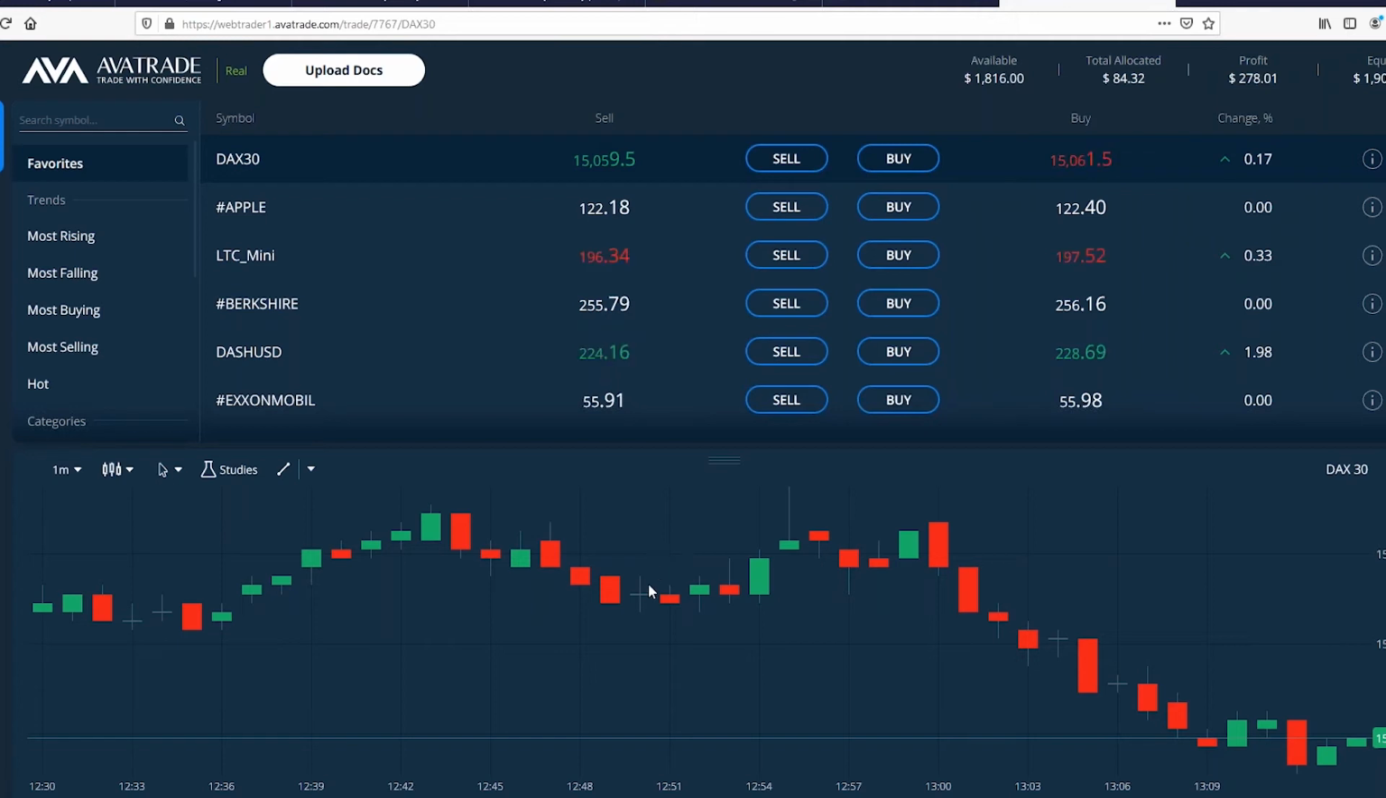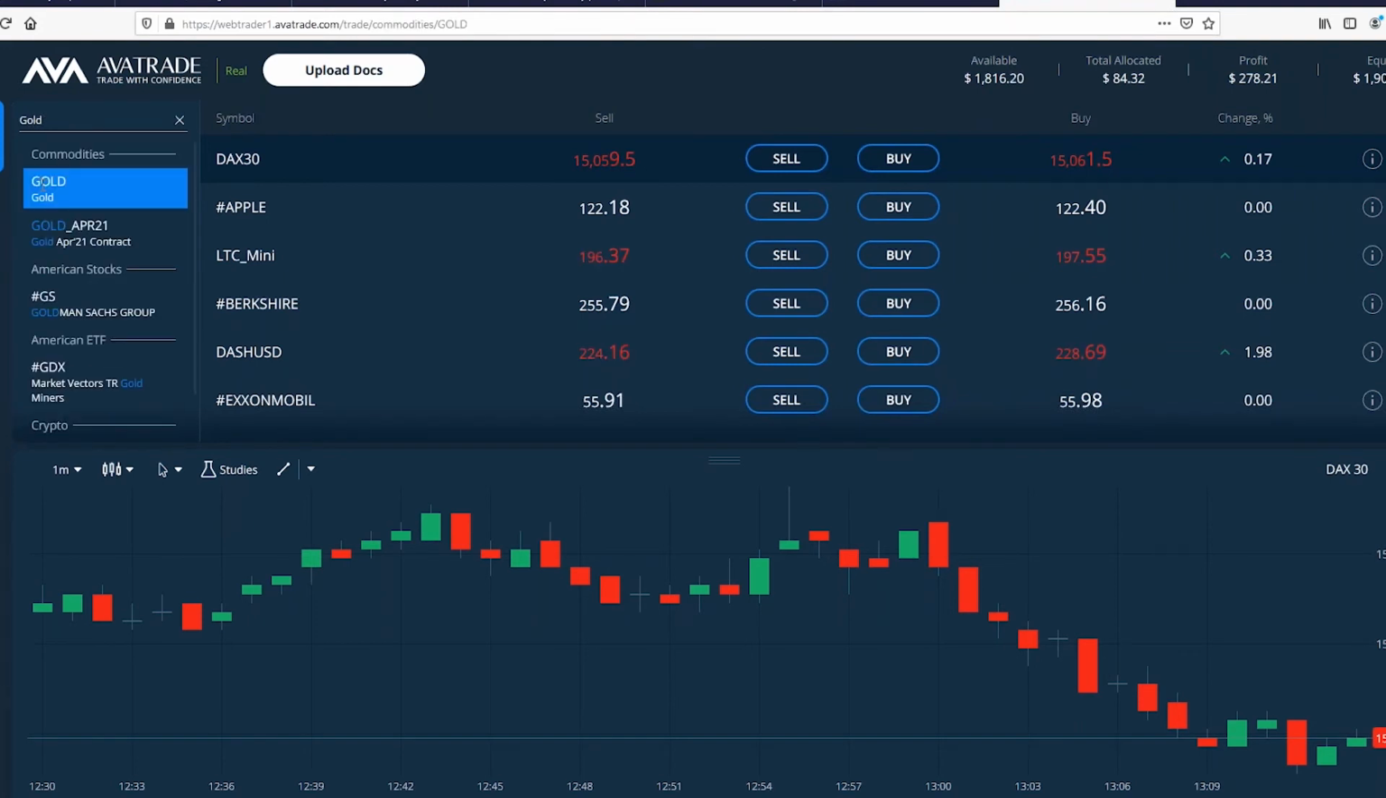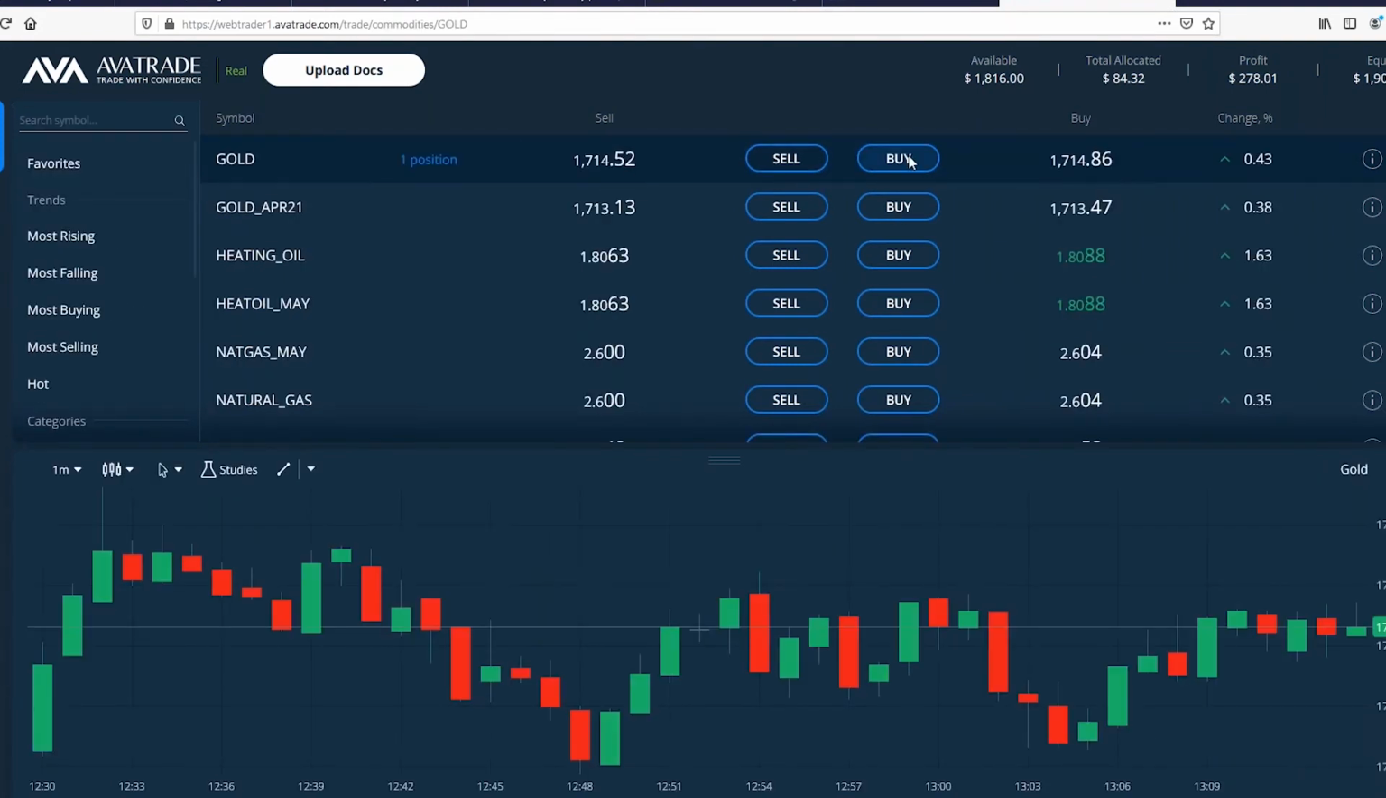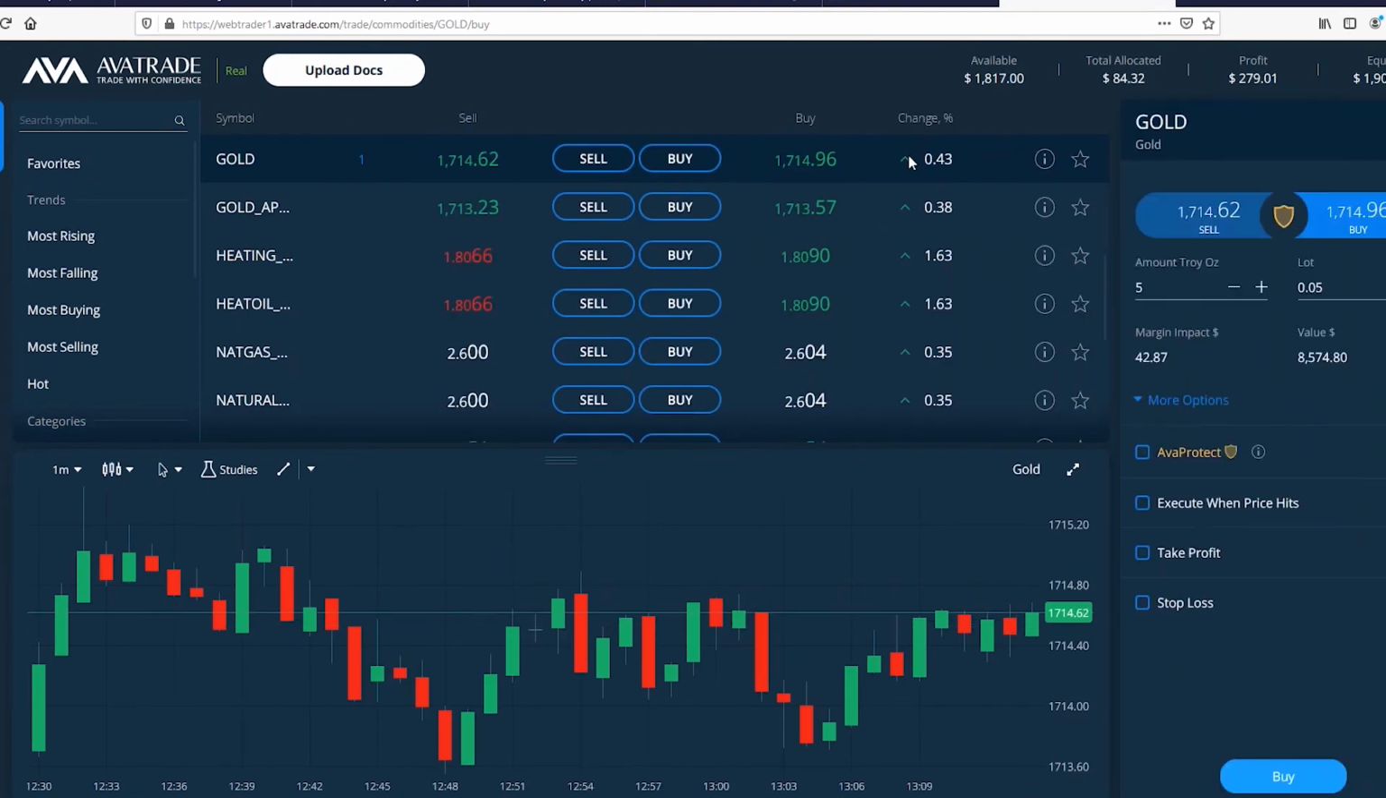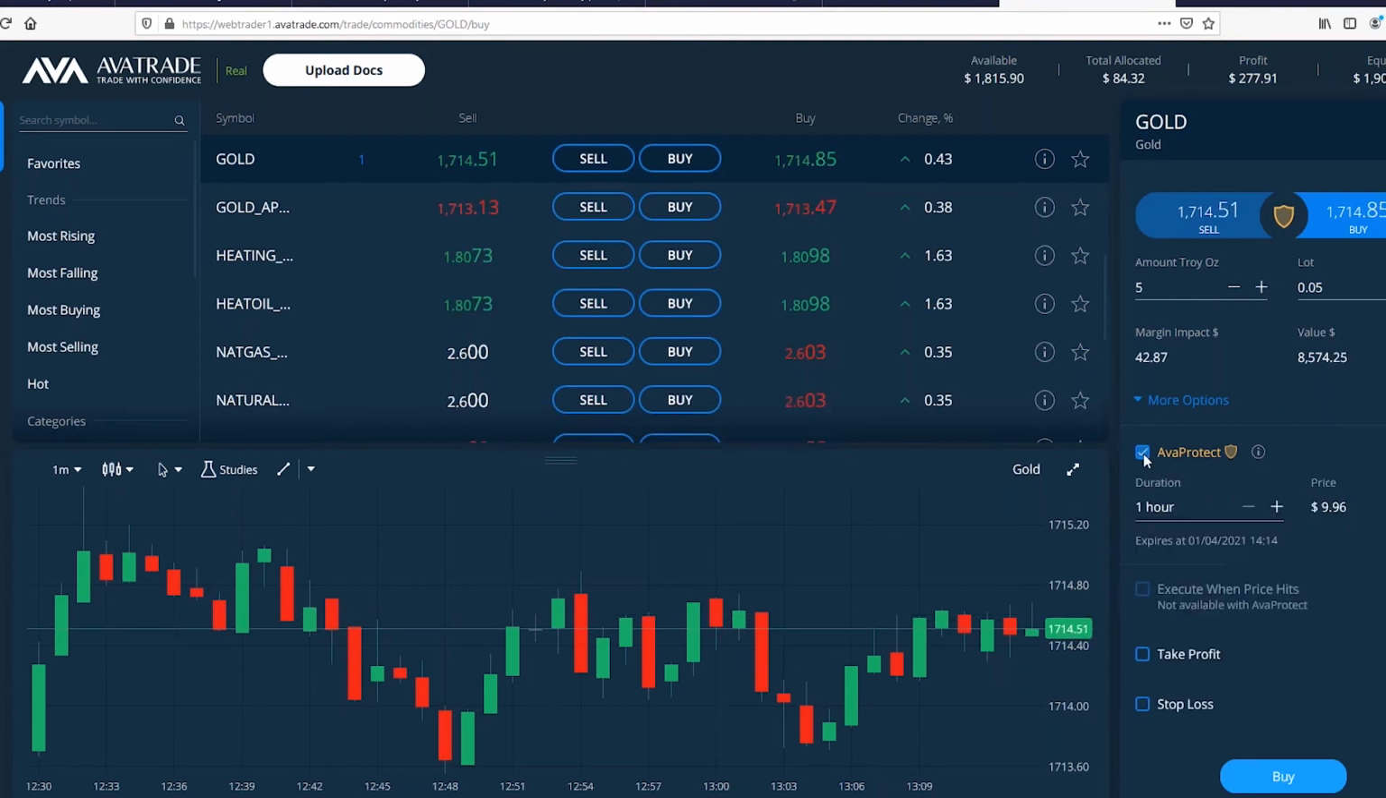So let me show you a couple features on the web trader, which are also on the mobile app. If we go, let's say, to gold, and I pull up gold and I want to buy or sell on gold, you see right away it's got Ava Protect. That shield right there, that gold shield, means that it has Ava Protect available. If you want the protection, you check this box, you pick the time frame, and it shows you the cost of the premium for that protection.